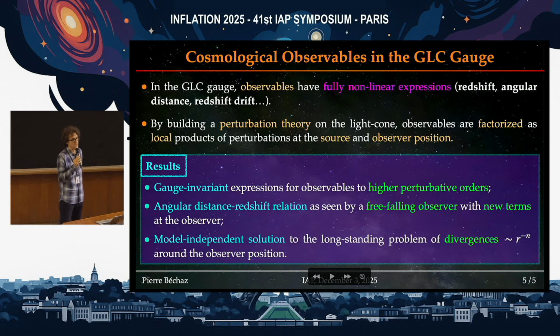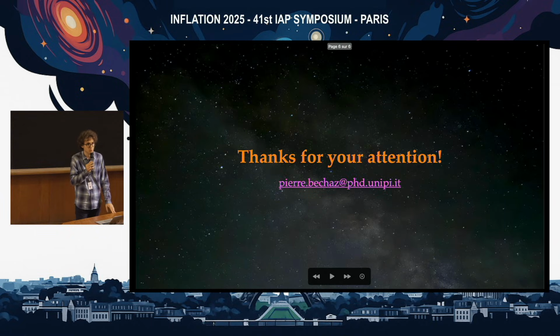And in the specific case of that paper, we focused on the angular distance redshift relation, providing the kind of ultimate formula, gauge invariant as seen by a free-falling observer, and with new terms at the observer position accounting for this observational gauge. And this is also a way of eliminating divergences around the observer position. And you can do that in a model-independent approach. So thank you, and feel free to ask questions later.